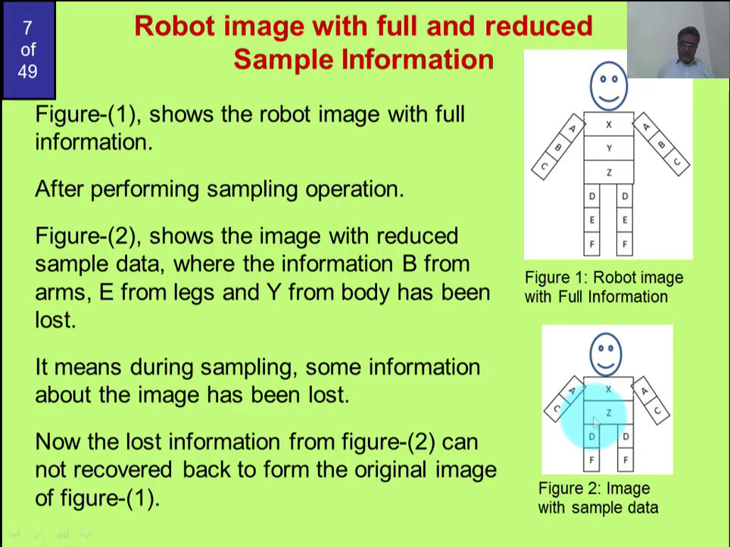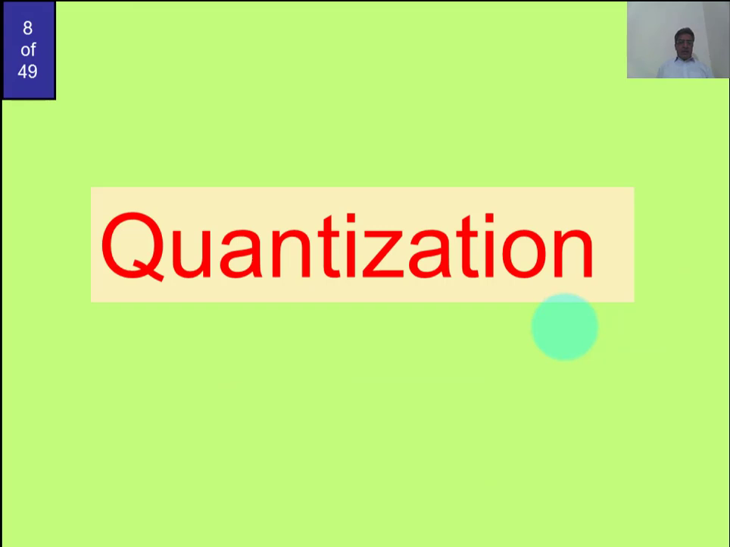It means we can reduce an image from the original image, but we cannot reconstruct the original image from the reduced image. As you have seen, the sampling process loses some information from the original image.